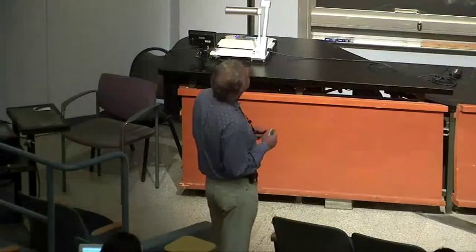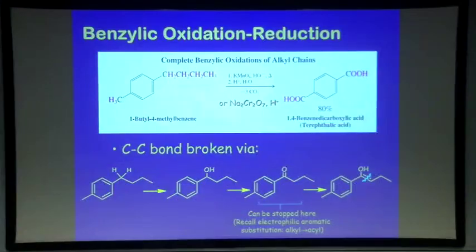So now we can also do specific benzylic oxidations and reductions because of the reactivity of the benzylic position. And the first reaction I'm going to describe is actually sort of a very rough reagent, potassium permanganate, which is sort of the manganese analog of sodium chromate.